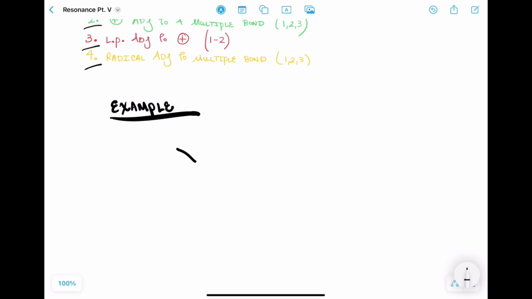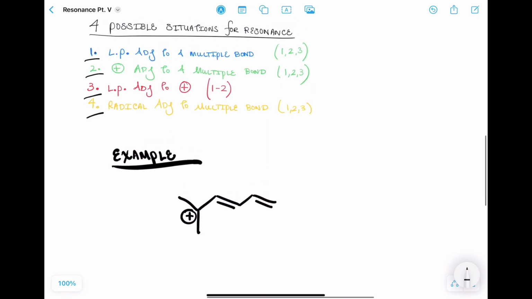We'll go ahead and do an example here, and we'll start with this structure. Let's take a look at which of these four possible situations for resonance we are in. It's number 2, a positive charge adjacent to a multiple bond. If we number the carbons 1, 2, 3, the bond between 2 and 3 becomes the bond between 1 and 2, and remember, two things happen in resonance in pairs, so the positive charge switches over to carbon number 3.